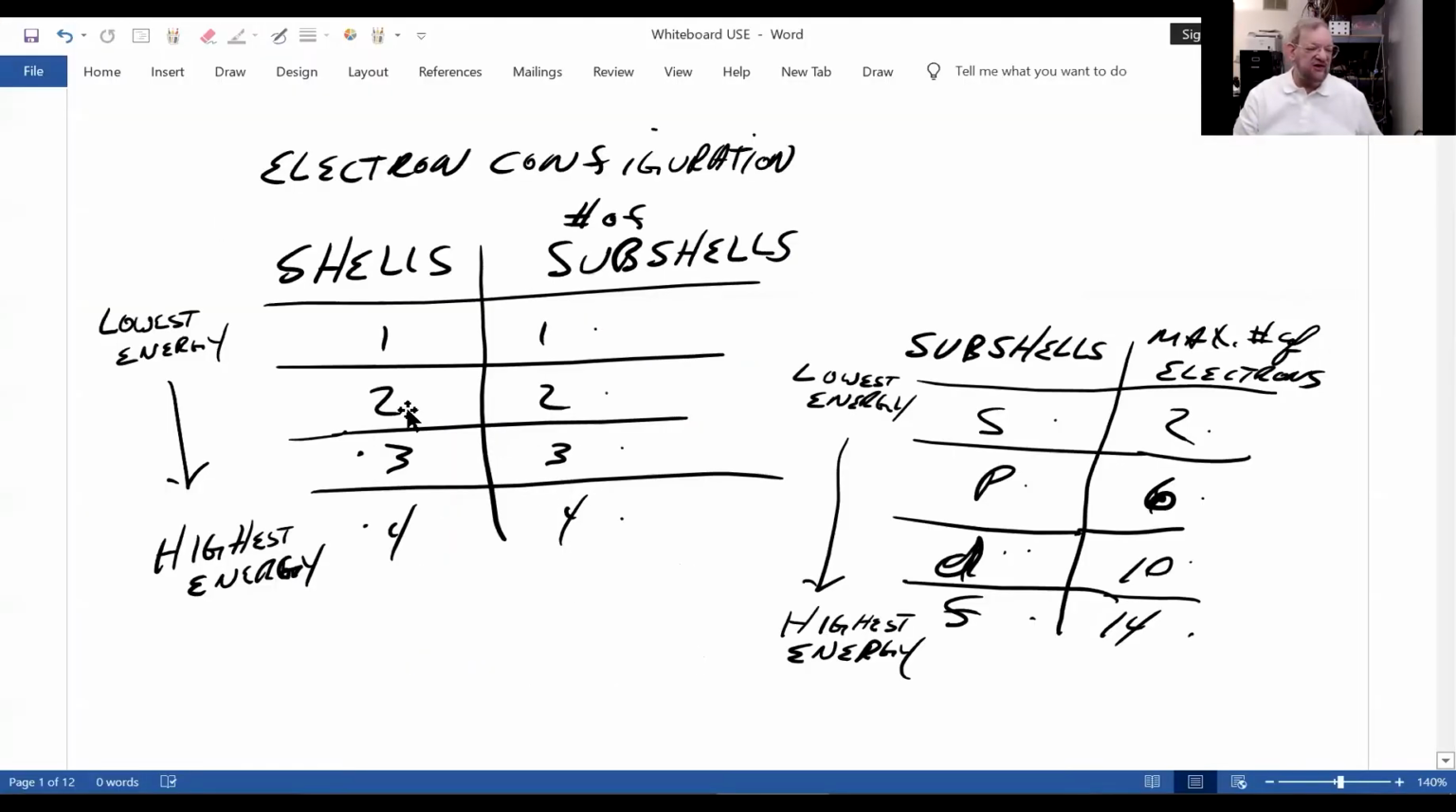And when you're filling shells and subshells, you start with the lowest energy first, which means you fill 1, 2, then 3 and 4. And in each shell, the subshells, you always start with s, then p. Remember, a subshell of a shell is both a number and a letter. And now let's go do a couple.